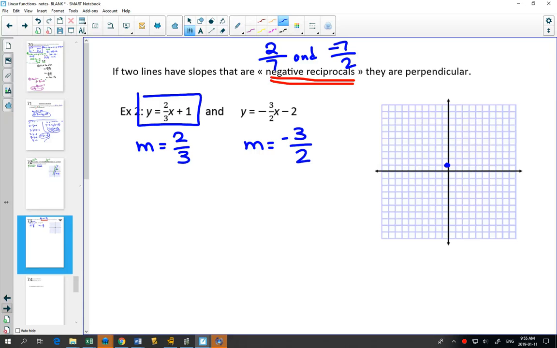The slope is 2/3, which means a rise of 2 and a run of 3. I can start from this point, go up 2 over 3, up 2 over 3, up 2 over 3, down 2, back 3, down 2, back 3, down 2, back 3. And I can get the blue line that way.